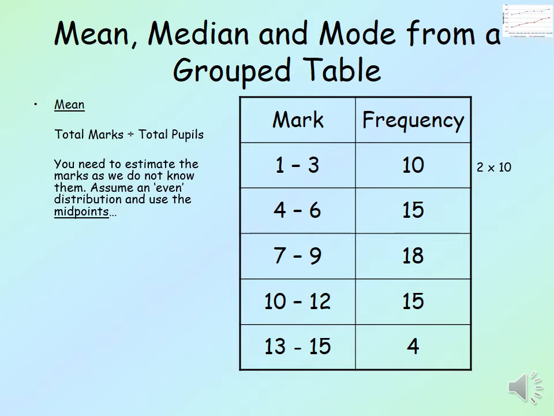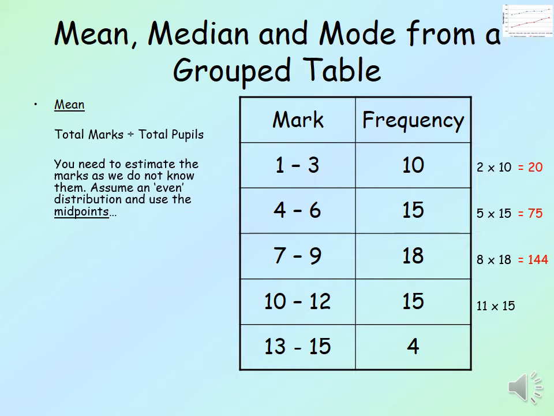So we need the marks times the frequency, so we need to choose a mark, and the midpoint of 1 to 3 is 2, and we multiply that by 10, and it's 20. So the midpoint of 4 and 6 is 5, and we multiply that by 15, and it's 75. The midpoint of 7 and 9 is 8, and we multiply that by 18, and we get 144. The midpoint of 11 and 12 is 15.